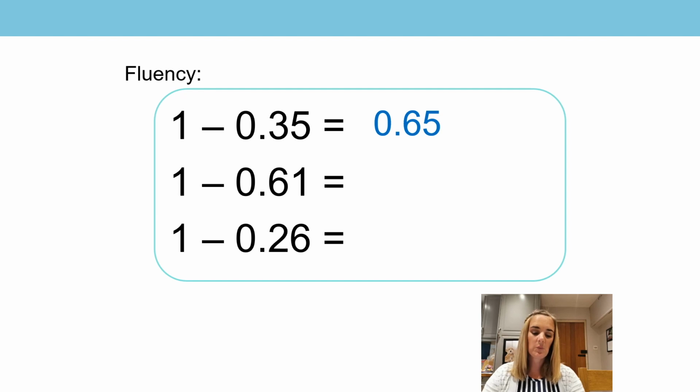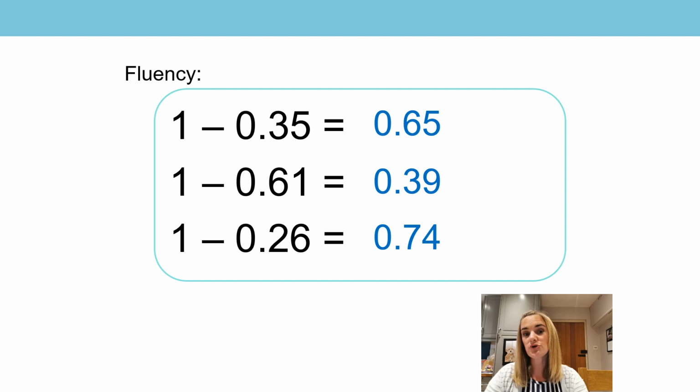The next one, 1 subtract 0.61. We need those related facts again, don't we? So again, our 1 is worth 100 hundredths, and I know that 100 subtract 61 is 39, so 100 hundredths subtract 61 hundredths is 39 hundredths or 0.39. And the last one, 1 subtract 0.26, have you got it? Brilliant, 0.74, because we know that 100 subtract 26 is 74, so 100 hundredths, or 1 whole, subtract 0.26 or 26 hundredths must be 74 hundredths, or 0.74.